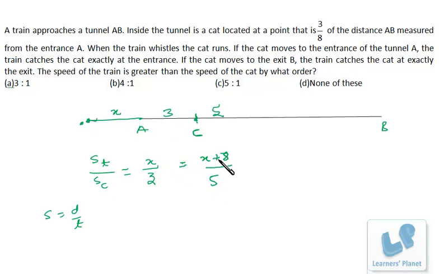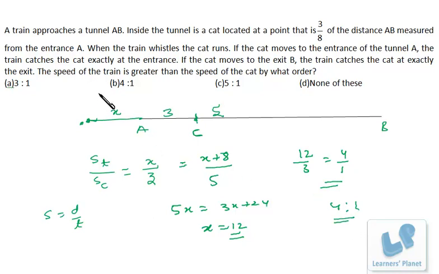Now this is the ratio of speed of train and cat. Both of them are the same, so we can get the value of x. So it's 5x is equal to 3x plus 24. So x is equal to 12, right? Now what is the ratio of speeds of train and cat? That is 12 by 3, or we can say 4 by 1, or 4:1, right? So a long story but a very simple solution. I hope you are clear.